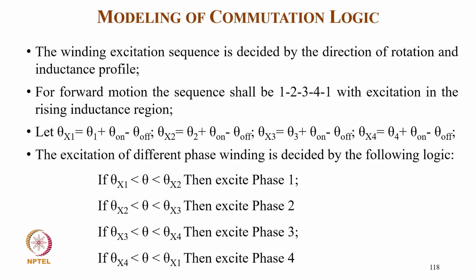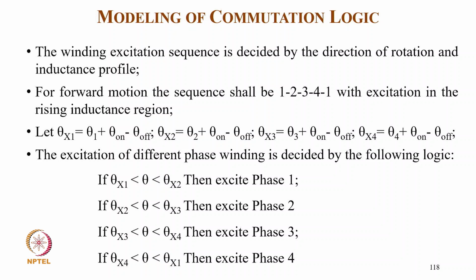So for forward motion, the sequence shall be 1, 2, 3, 4, 1 with the excitation in the rising inductance zone, and let theta x1 equal to theta 1 plus theta 1 minus theta off, and theta x2 equal to theta 2 plus theta 1 minus theta off, and theta x3 equal to theta 3 plus theta 1 minus theta off, and theta x4 equal to theta 4 plus theta 1 minus theta off.